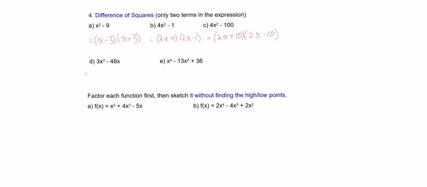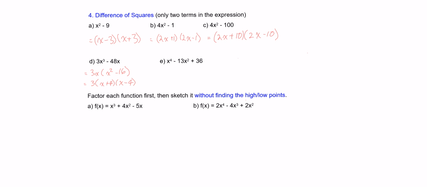And for the next one, always start by factoring out something common. So I'm going to factor out a 3x. What we're left with in the bracket is x squared minus 16, which means that we have 3x and we have a perfect square in here. So we have x plus 4 and x minus 4 as my final factoring.